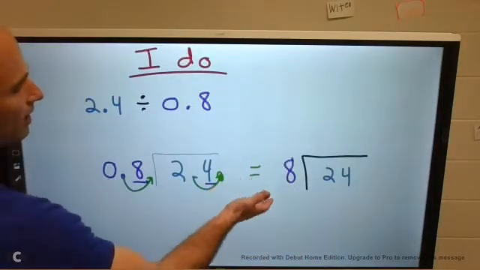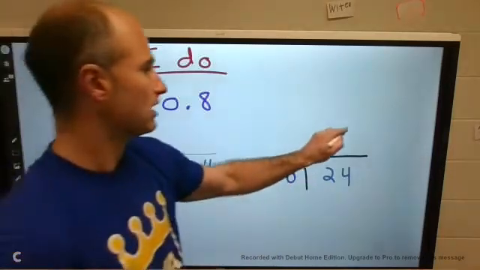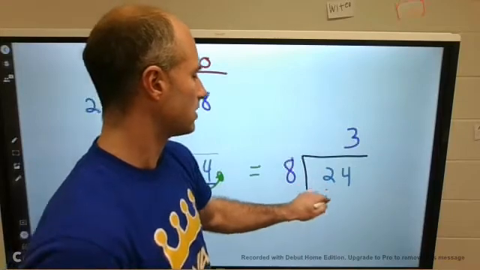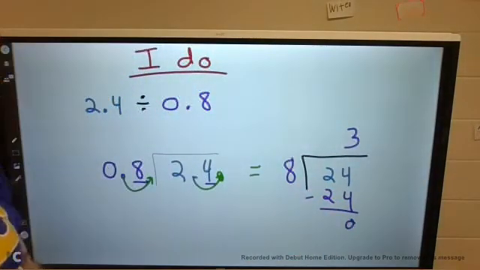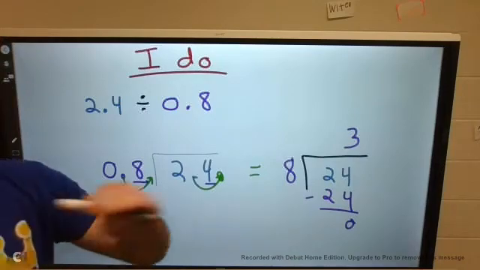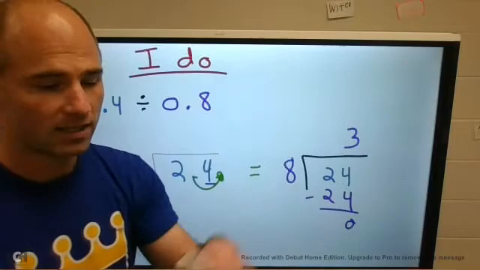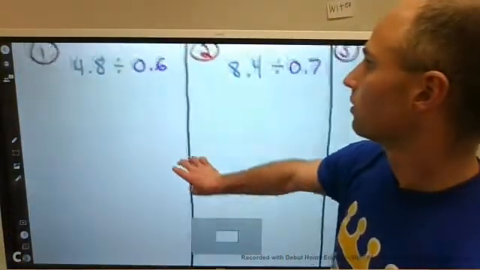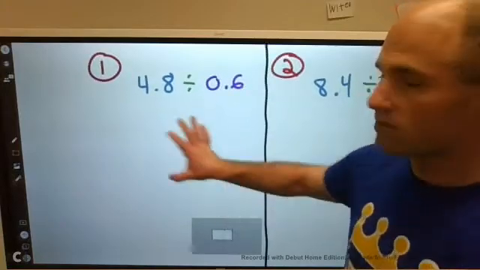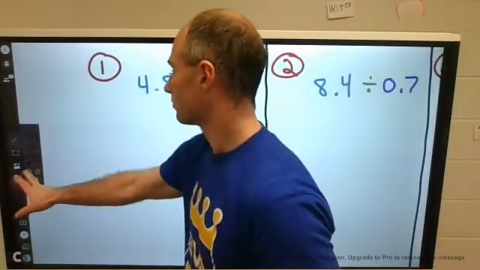So now we have 24 divided by 8, and we end up finding out there's 3 8s that go into it with nothing left over. So our answer is 3. That's it. Boom. We're done. So now let's get some practicing done. I'll set it up for you, and I'm going to have you take over from there.